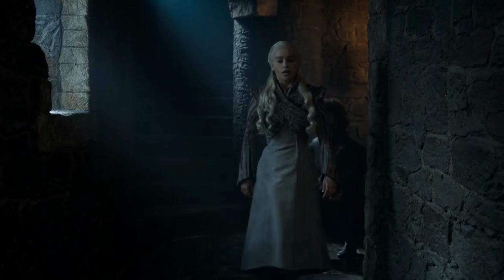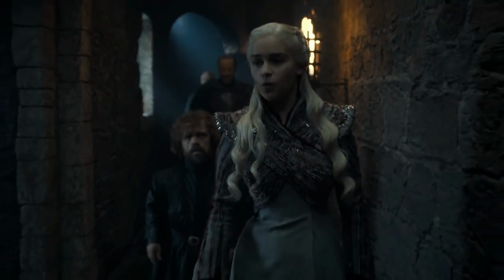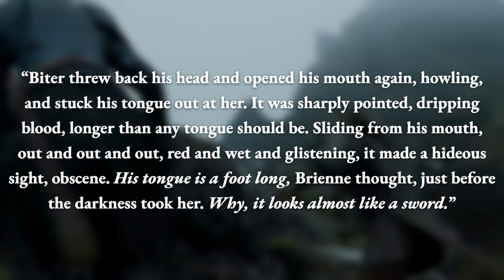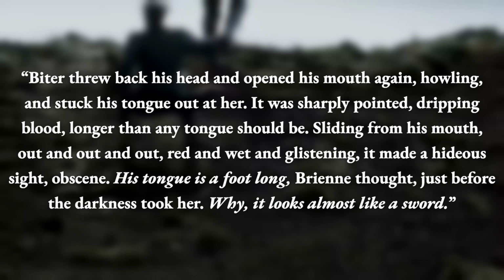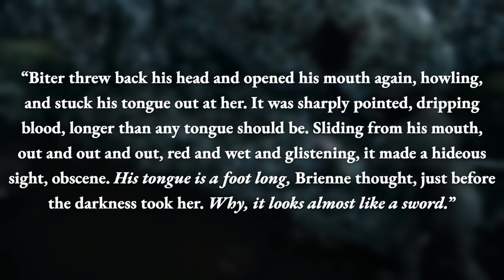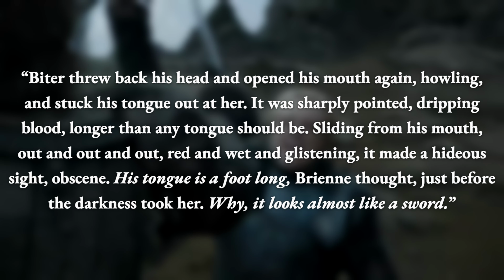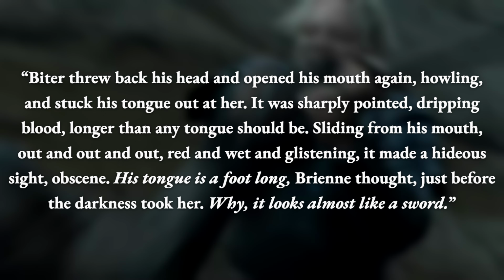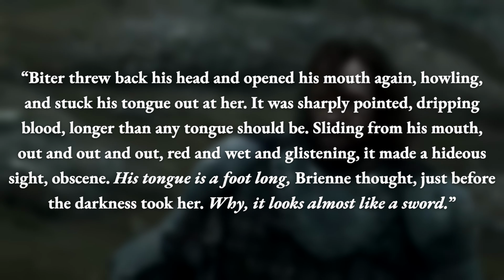An example of an external unresolved thread related to plot would be chapter 37 in A Feast for Crows, which is Brienne's 7th chapter when she fights Biter. It ends with her badly hurt, and it says this: "Biter threw back his head and opened his mouth again, howling, and stuck his tongue out at her. It was sharply pointed, dripping blood, longer than any tongue should be, sliding from his mouth out and out and out, red and wet and glistening. It made a hideous sight, obscene. His tongue is a foot long, Brienne thought, just before the darkness took her."